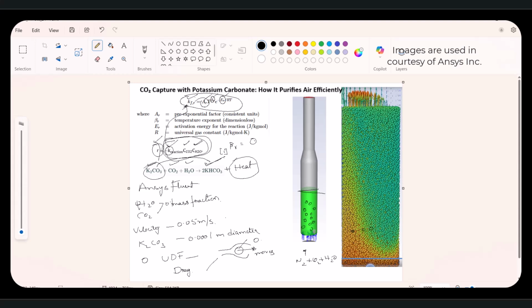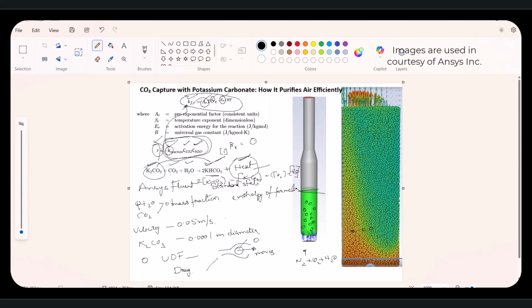For that heat addition we need to explicitly mention the standard state enthalpy of K2CO3, CO2, H2O and KHCO3. When we mention the standard state enthalpy of formation, from these values it will automatically calculate the net amount of heat added. Because 2 times the standard state enthalpy of KHCO3 minus K2CO3 standard state enthalpy minus CO2 standard state enthalpy minus H2O standard state enthalpy gives the net amount of standard state enthalpy, and when we multiply with the kgs we will get the heat that would be added into the system.